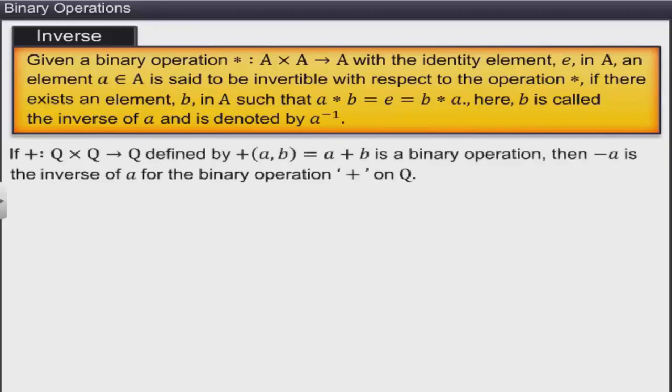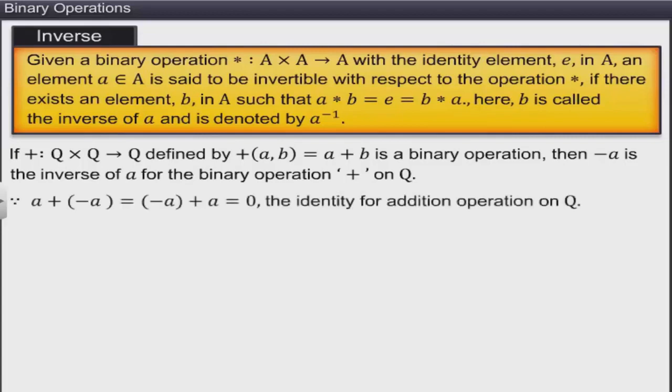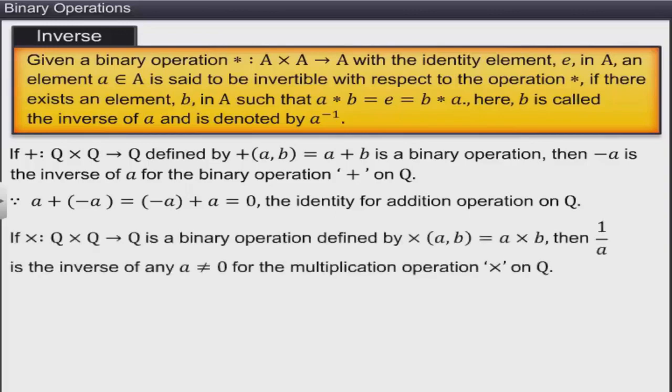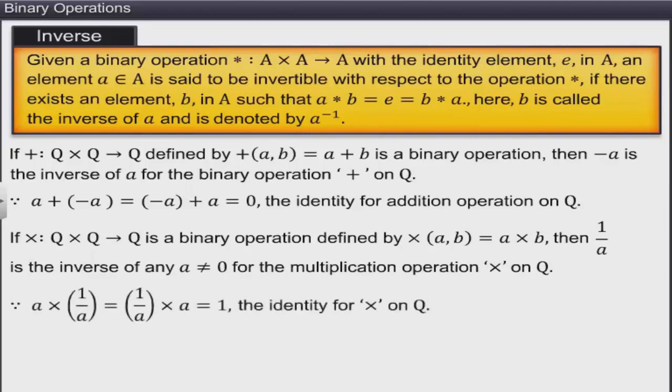If we again consider the addition operation on Q, then -A is the inverse of A for the binary operation plus on Q. This is because A plus of -A is equal to -A plus A is equal to 0, which is the identity for the addition operation on Q. Similarly, if we consider the multiplication operation on Q, then 1 upon A is the multiplicative inverse of A for the binary operation into on Q. This is because A into 1 upon A is equal to 1 upon A into A is equal to 1, which is the identity for the multiplication operation on Q.